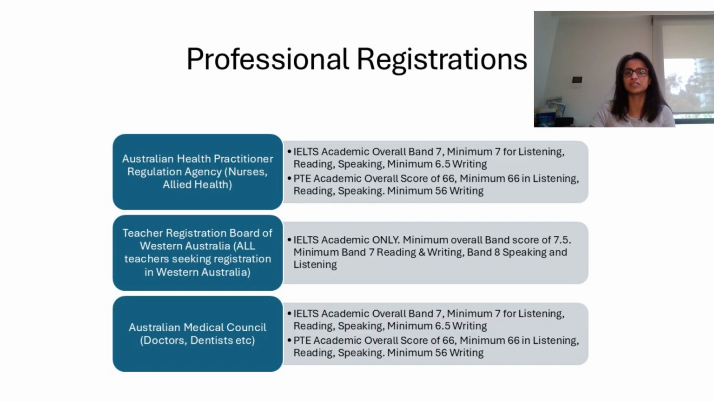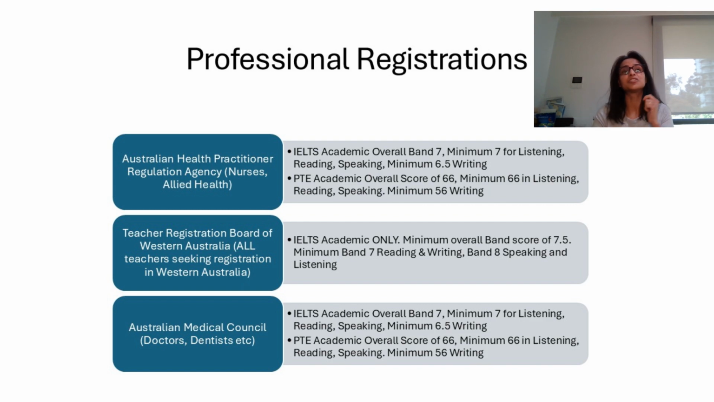Let's move on to professional registrations. Now, what do I mean by professional registrations? To practice medicine here, to be a dentist, to be a vet, whichever. If you are a health practitioner of any sort, whether you're going through the Australian Medical Council, so the AMC, or through APRA, they all boil down to the same English requirements, which are IELTS academic only, overall band 7 with a minimum band score for listening, reading, and speaking of 7. You need 7 for speaking, reading, and listening. But for writing, slightly lower is okay, band 6.5 is fine.